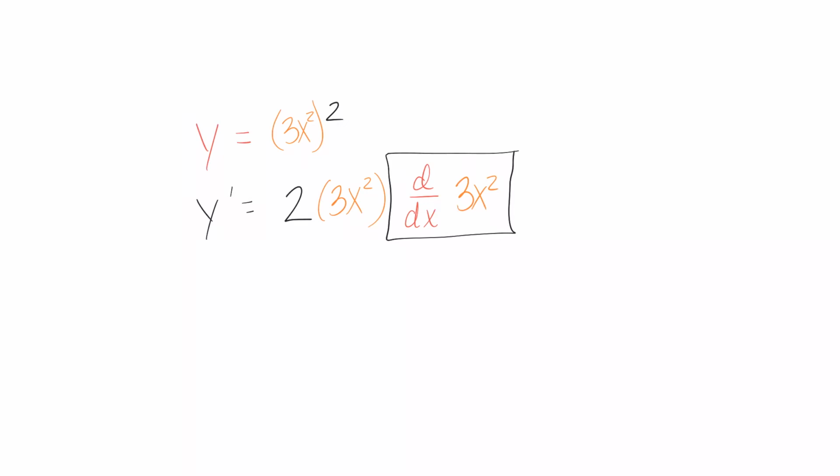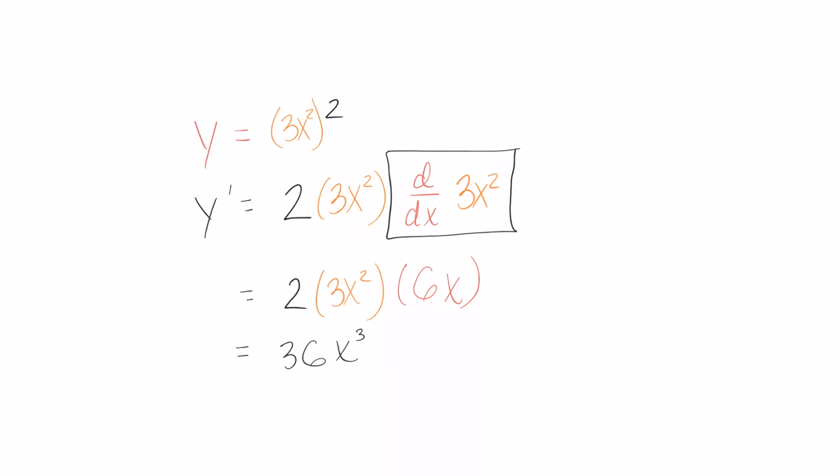Well, let's rewrite everything we know. We know 2 times 3x squared. And now we need the derivative of 3x squared, which of course is 6x. So now we have 2 times 3x squared times 6x. If I multiply all that together, I get 2 times 3 times 6 is a big number, 36. X squared times x is x cubed. Fair?